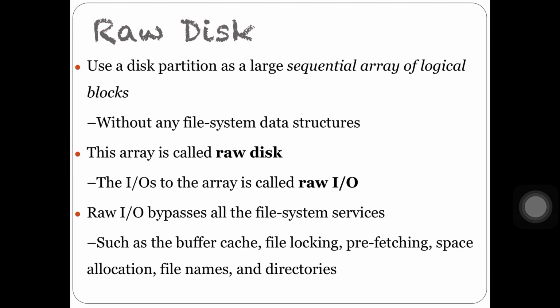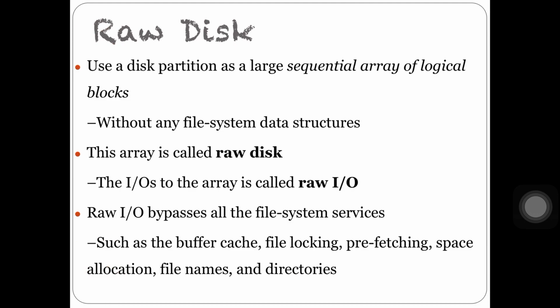And next we will see raw disk. So some operating systems give special programs the ability to use a disk partition as a large sequential array of logical blocks, without any file system data structures. This array is called raw disk, and input output to this array is termed as raw IO. For example, some database systems prefer raw IO because it enables them to control the exact location of the disk where each database record is stored.